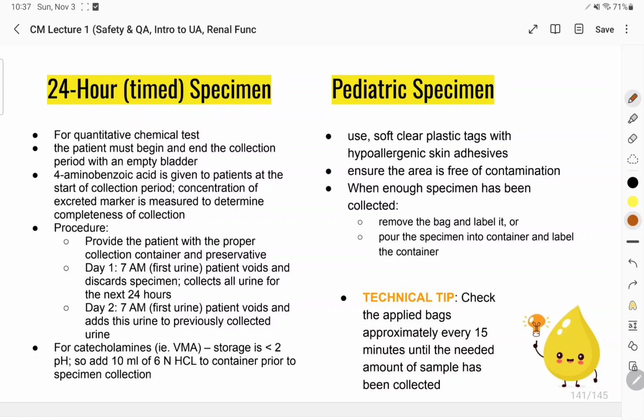So here's the procedure. Of course, you give proper containers, patient and preservative. At 7 a.m., first urine, i-void nimo, discard na nimo, and then you collect all urine for the next 24 hours.